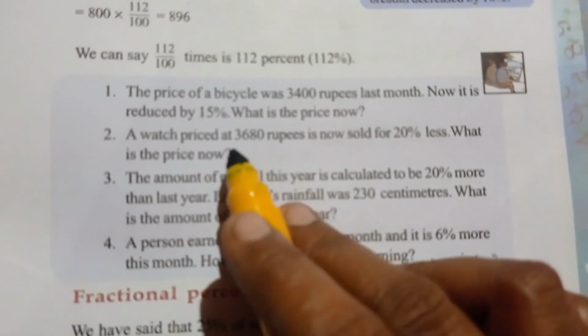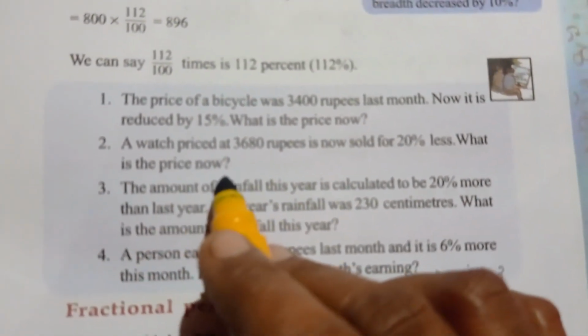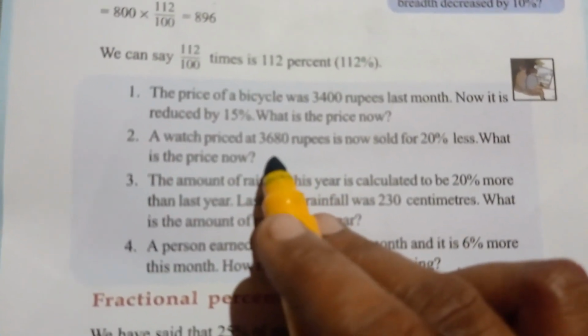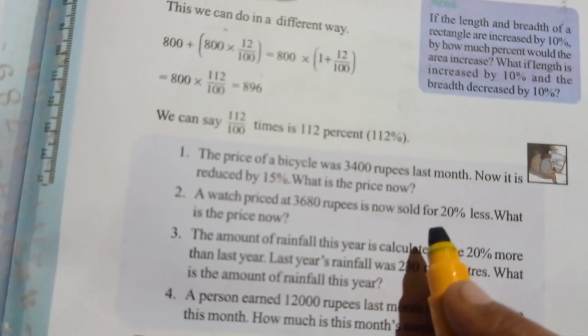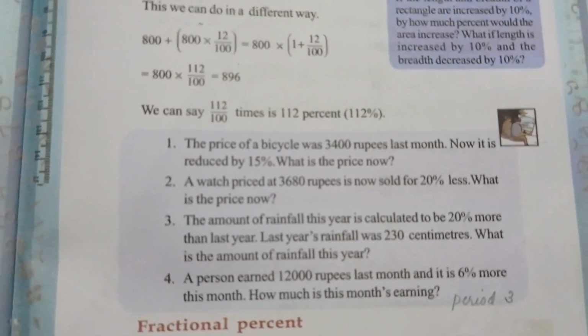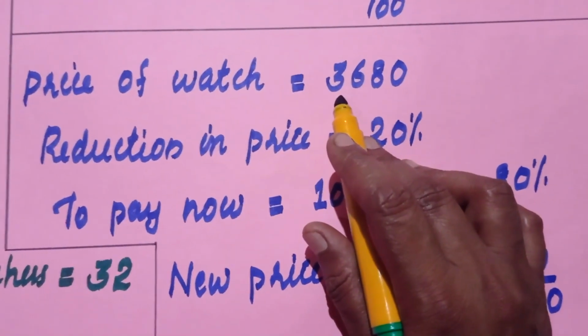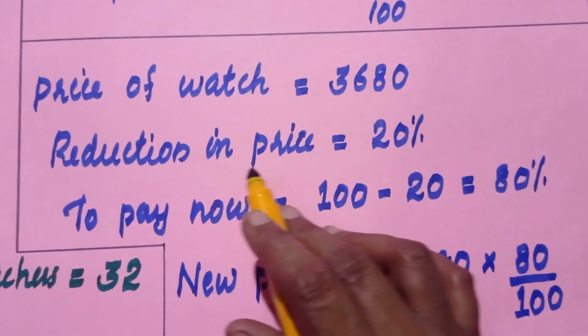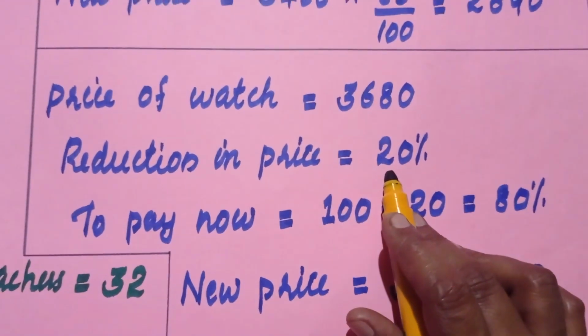Second question. A watch priced at 3,680 rupees is now sold for 20% less. What is the price now? The price of the watch is 3,680 rupees. Then now it is sold for 20% less. Then what is the new price of the watch? Price of the watch is 3,680 rupees. Then a reduction in price is 20%. 20% reduction in the price of the watch.